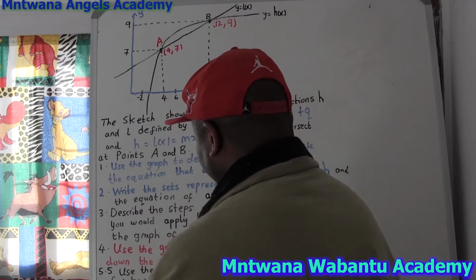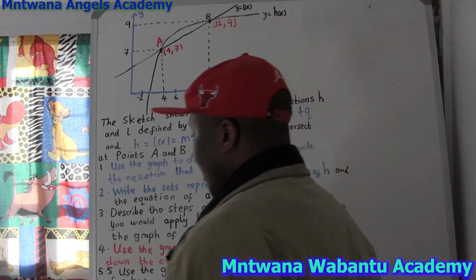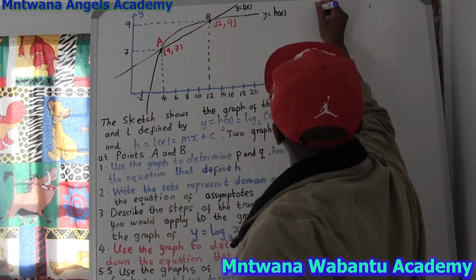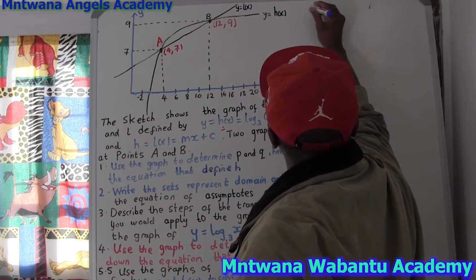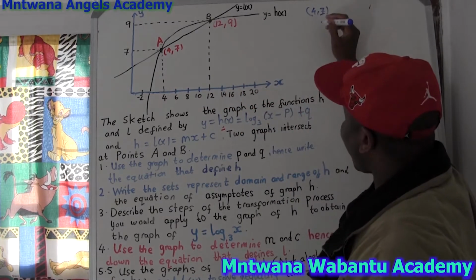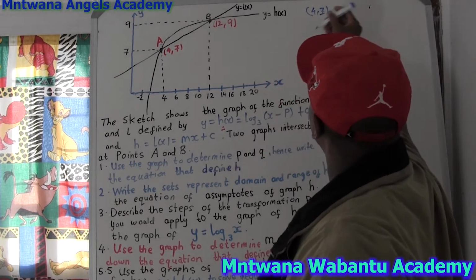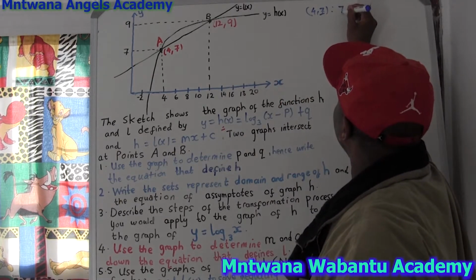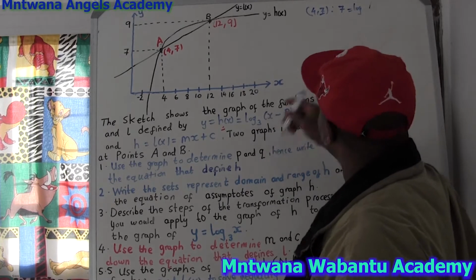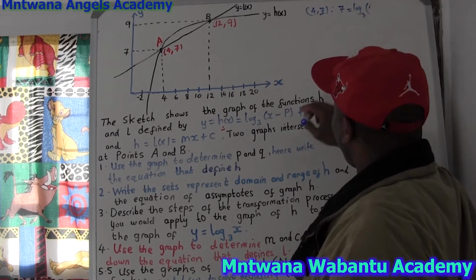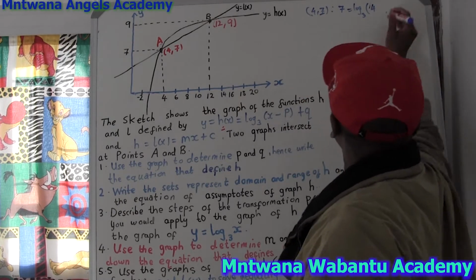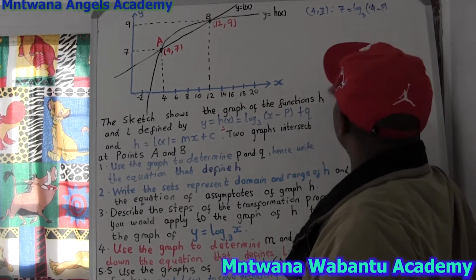So now let's go. Start with 4, 7. This 4, 7, we're going to substitute in the logarithmic function. So this is y, this is x. What is the y? Y equal to 7, so this is going to be 7, and then equal, log base 3. What is the x? X equal to 4, and then minus p, and plus q.